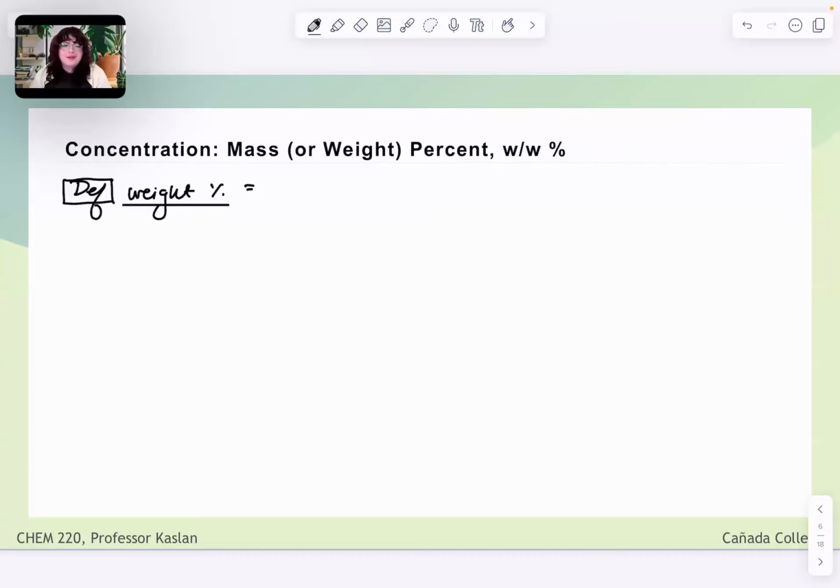Welcome back to our third video discussing different units of concentration. We just came from talking about the mass volume percent, which expresses the mass of solute per total volume of solution, and then made the percentage by multiplying by 100%.